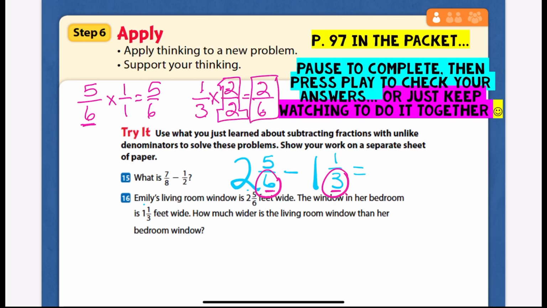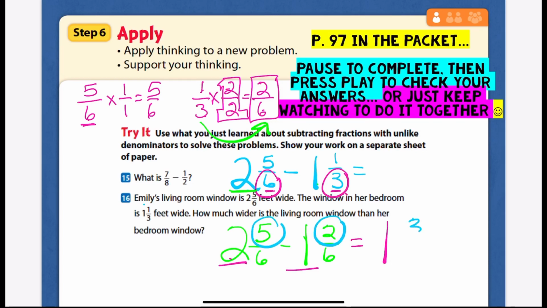All right, guys, so let's put it all together now. So we have our whole number right here, 2, and we have 5/6 minus 1. And then the equivalent fraction to 1/3 is 2/6. We see that right here. And then we could go ahead and do our whole numbers first. 2 minus 1 is 1. And then we do our numerators. 5 minus 2 is 3 over our denominator, 6.